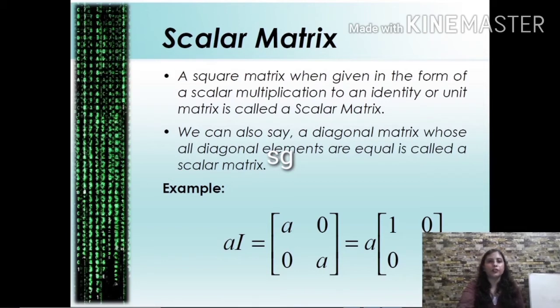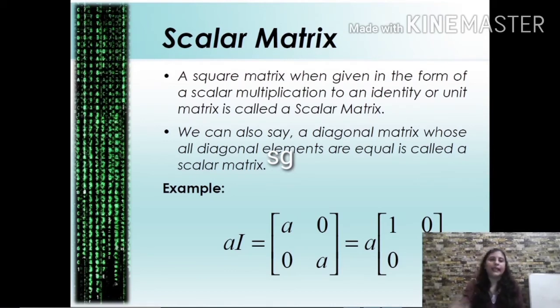Next, we come across the scalar matrix. What do we mean by scalar matrix? In fact, it is a scalar multiplication. We take a square matrix, anything we can take, and we simply multiply a particular scalar with all the elements present in the matrix. Then we say that it is a scalar matrix. As an example, a square matrix given in the form of a scalar multiplication to an identity or unit matrix is called the scalar matrix.